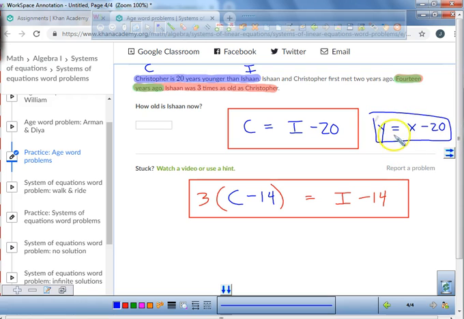Automatically, who have I equated with y and who have I equated with x? Who is y? Christopher. Very good. Good, Chris. And who is x? Sean. That's probably a better pronunciation. Sean. Now, over here, watch. I'm going to put 3. I'm going to open up a parentheses. What have I replaced with C?